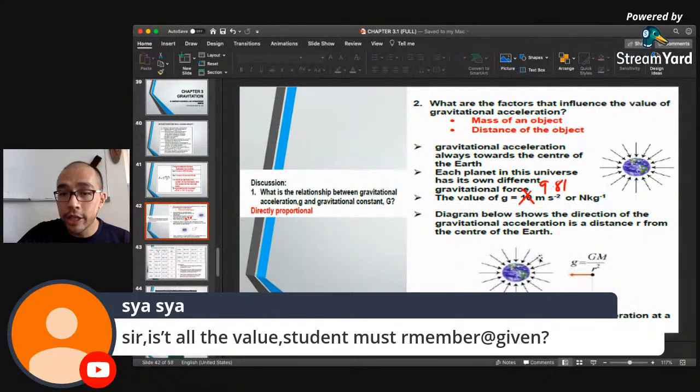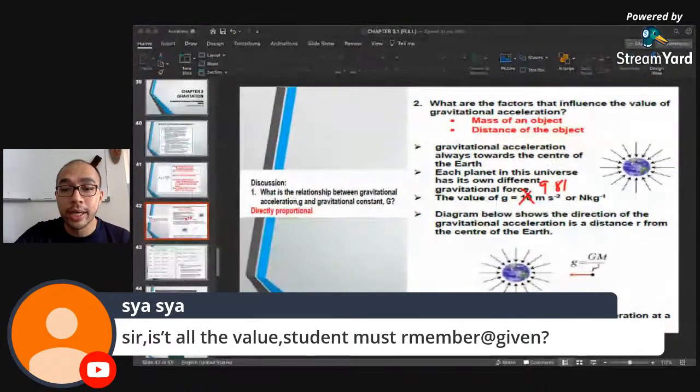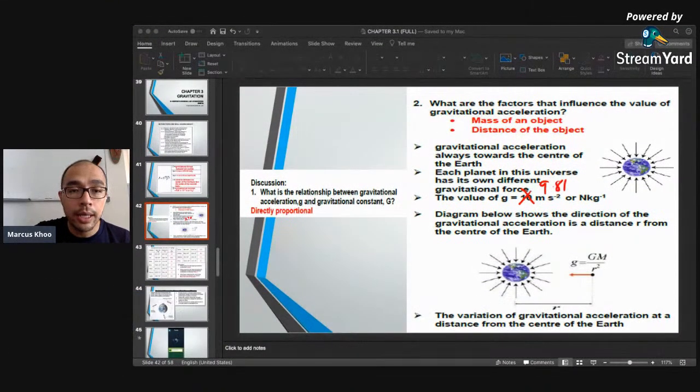When we talk about gravitational acceleration, this one depends on where your object is. If your object is on Earth, then the R will be the radius of the Earth. But if the object is like a satellite that is above the Earth, then the R will still be the distance between the object and the center of the Earth. So I think it's just a matter of getting used to these formulas that we see from time to time. Thank you for the question.